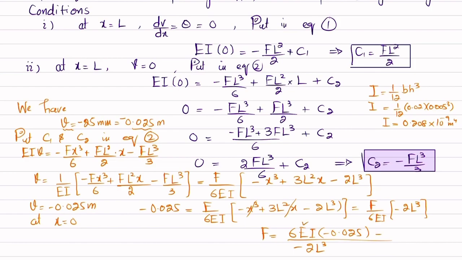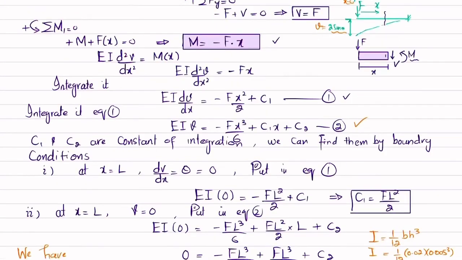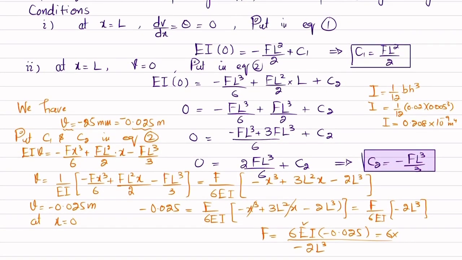So you can just put the value 6 multiplied by E, which is given as 11 gigapascal, and the length of one, this length, will be equal to 0.5. Clear? So E is 11 gigapascal, 11 into 10 raised to power 9, multiplied by I. I is 0.208 into 10 raised to power minus 9, multiplied by minus 0.025 and divided by minus 2 into length, which is 0.5 cube.